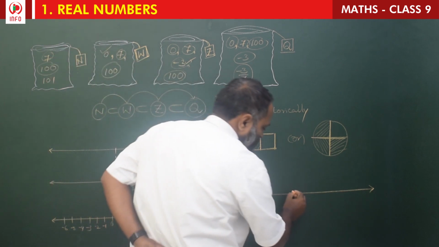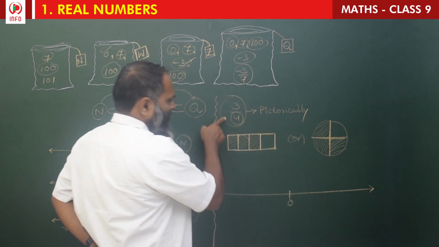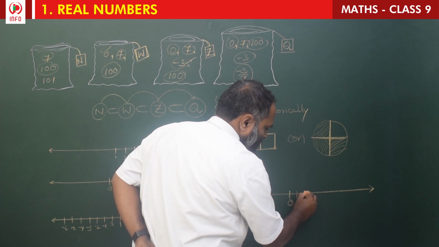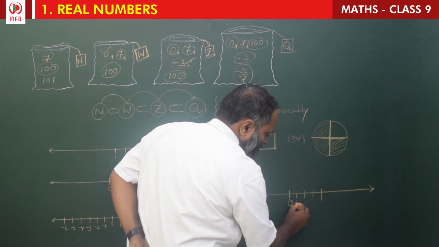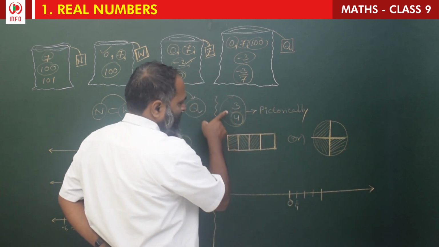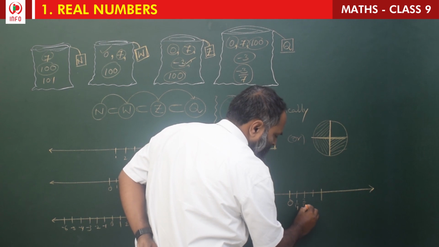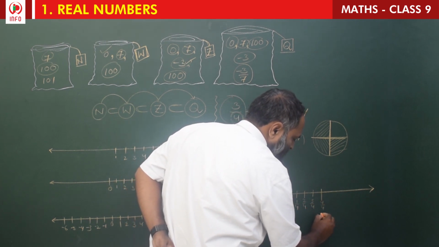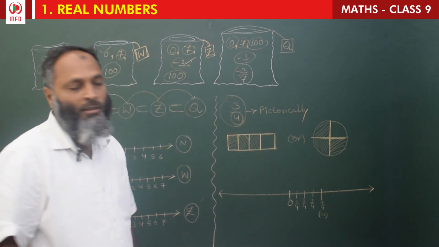So first, we should take 0 in the middle. Here, by 4, start from 1 by 4, 2 by 4, 3 by 4, and here 4 by 4. Starting from 0, this is 1 by 4, this is 2 by 4, 3 by 4, here 4 by 4, so that is equal to 1. 4 by 4 is 1.